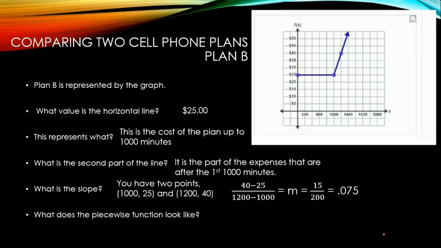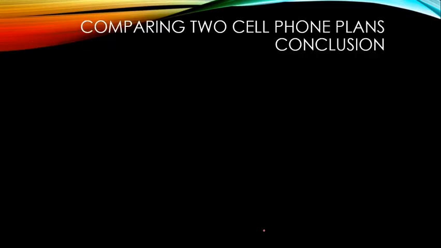So what does this piecewise function look like? It looks like this. For 1,000 minutes, you're only paying $25. But as soon as you go over that 1,000 minutes, you're going to plug that into the x here, subtract the 1,000, and then multiply that number by the 0.075 and add your value to 25.